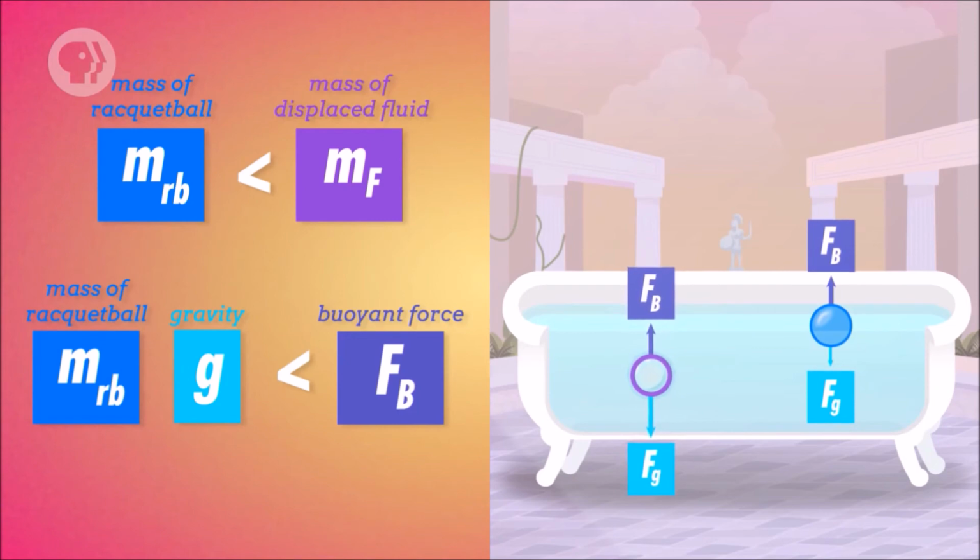In fact, once it stops moving, the racquetball will displace a volume of water that weighs exactly as much as the ball. Because at that point, the buoyant force pushing the racquetball upward and the force of gravity pulling the racquetball downward have the same magnitude, so they cancel each other out. Thanks to Archimedes, we know why objects float and sink.